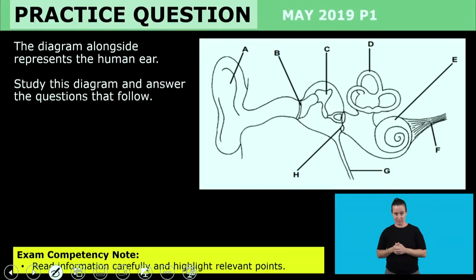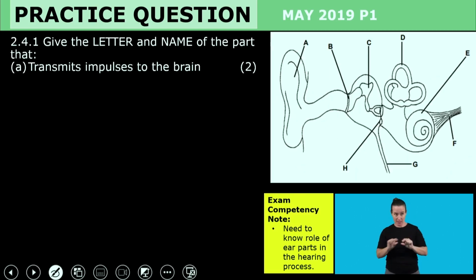Now to the May 2019 paper 1. The diagram alongside represents the human ear. Study the diagram and answer the questions that follow. It's a complete ear with the labels.